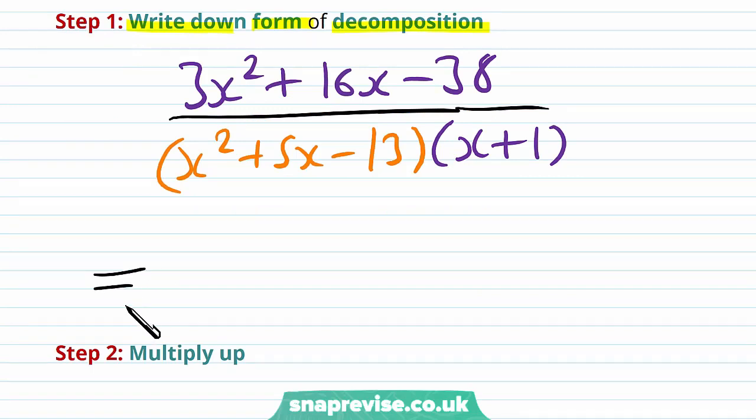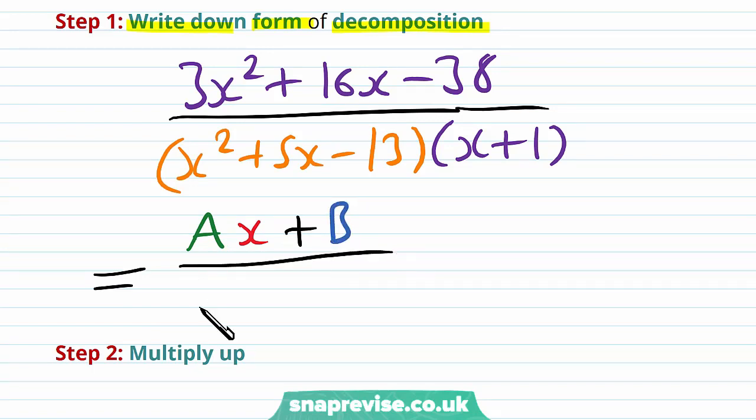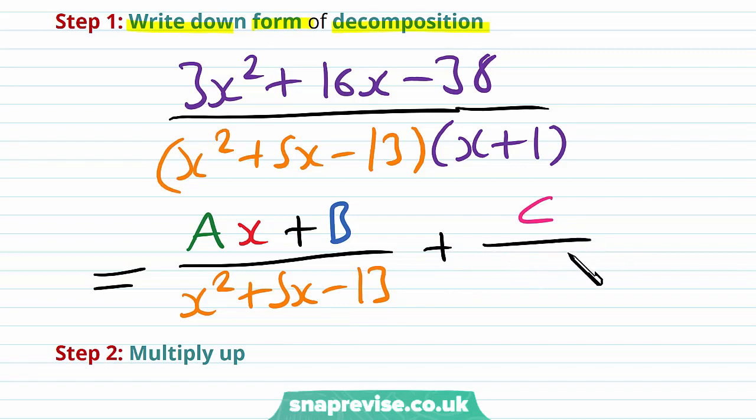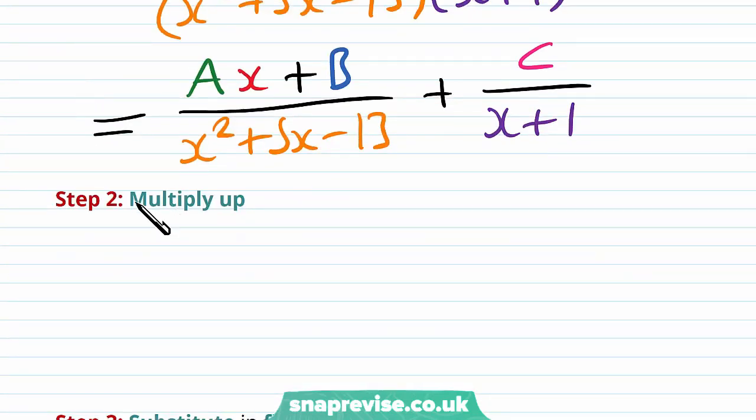And therefore our numerator is going to be ax plus b, over that quadratic factor, x squared plus 5x minus 13, and then we've got a plus another term c over the x plus 1. Our second step is to multiply up.